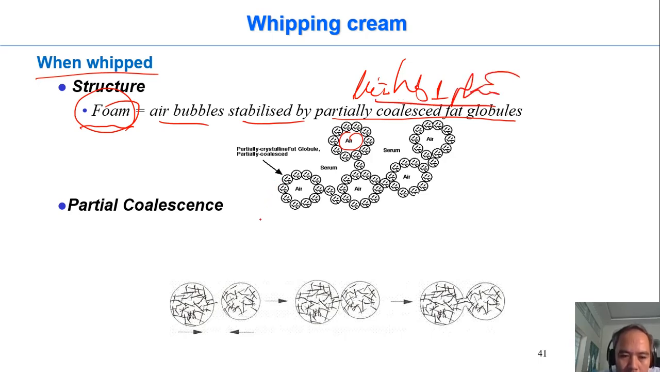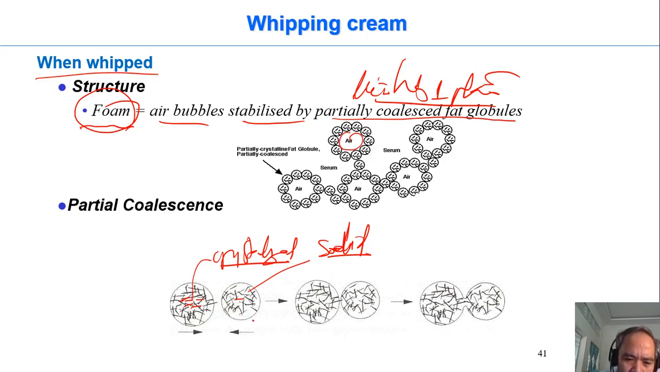Before whipping, we put our cream in a fridge. We store our cream in a fridge, of course. Then the fat in the fat globules is crystalline. The fat will be solid, more solid, right? And then at low temperature, the fat crystallizes like this. So the fat globules are quite solid because the fat is solid. And then there are some crystals which are sharp, piercing out of the fat globules even.